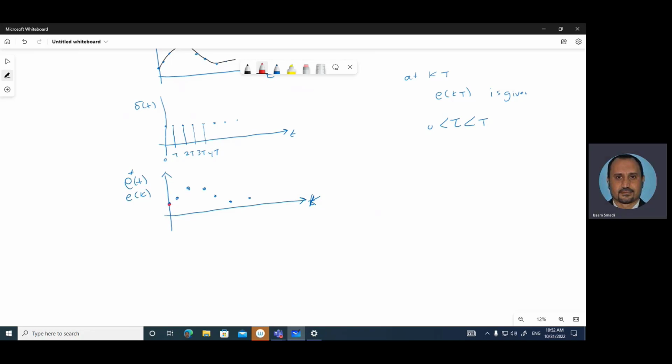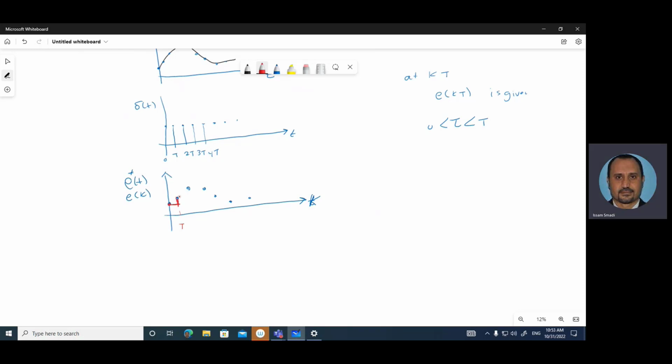So I will hold it until I'm reaching T, at the same amplitude. Now, at T, I know the sample. Yes, I know it. It will be this one, huh?